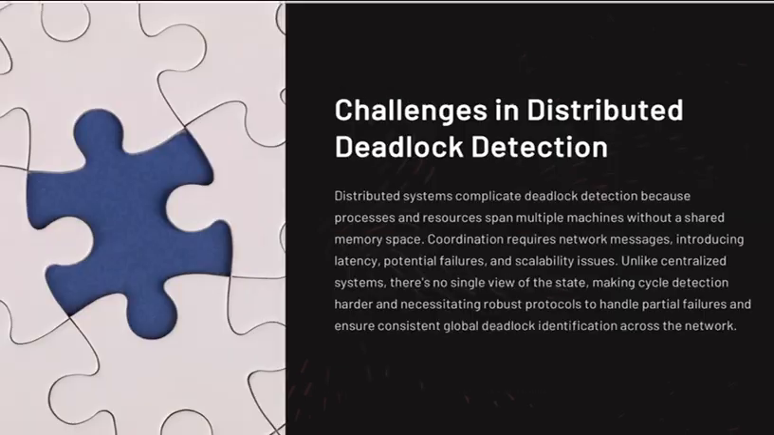Moving to the last slide, challenges in distributed deadlock detection. There's no shared memory, and communication happens through network messages, which add delays and the risk of failure. Without a single global view, detecting cycles is difficult. That's why distributed systems rely on specialized algorithms, like probe messages and coordinated checks, to identify deadlocks across the network.